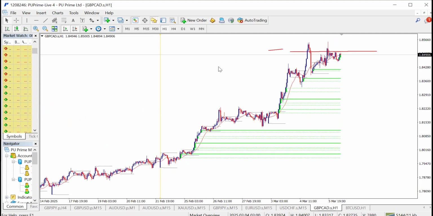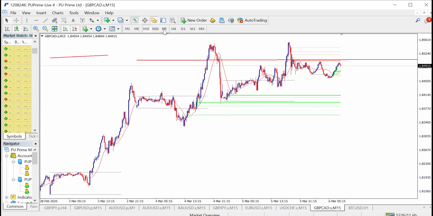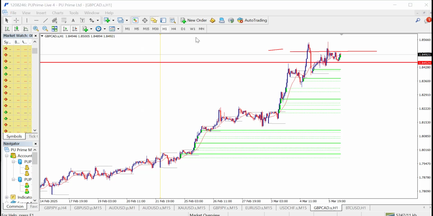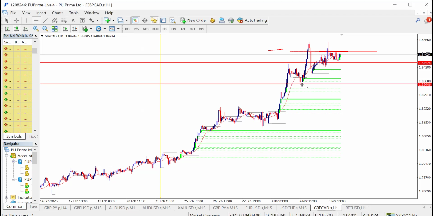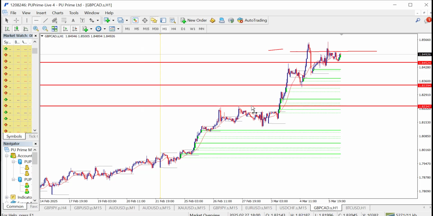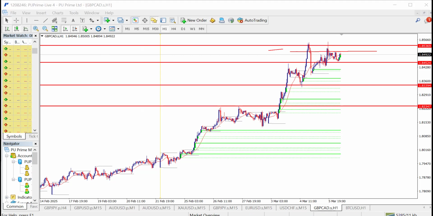So GBP CAD, I'll be looking forward to a sell. I think the buyers have faded out. We just need a proper reversal pattern to form before we sell. So I can drop a sell stop on GBP CAD, sell stop. So I think GBP CAD seems to be the signal for today.